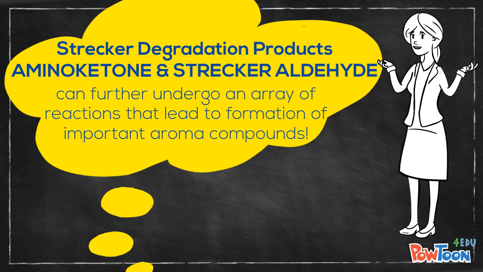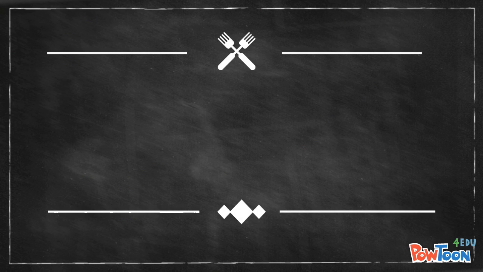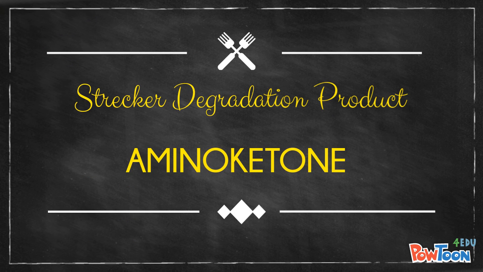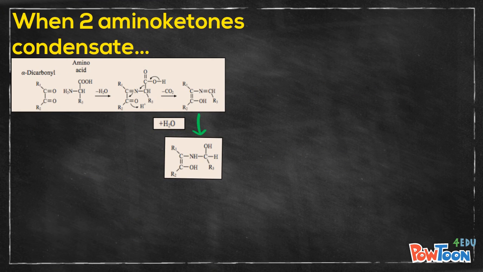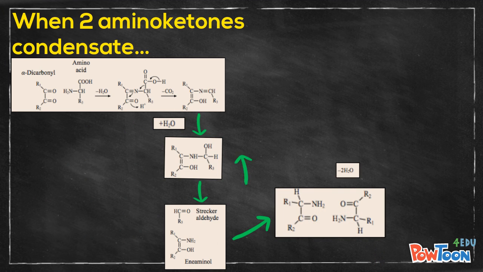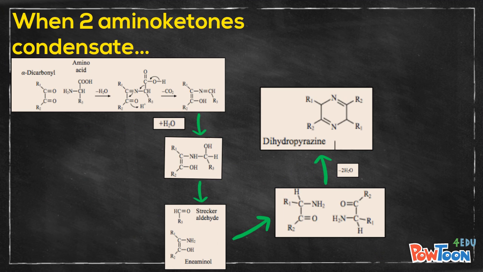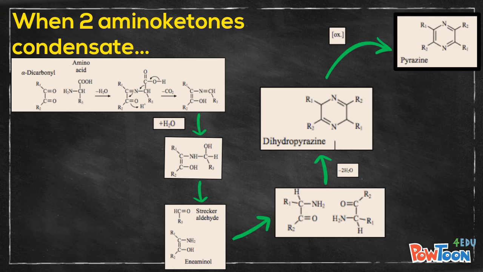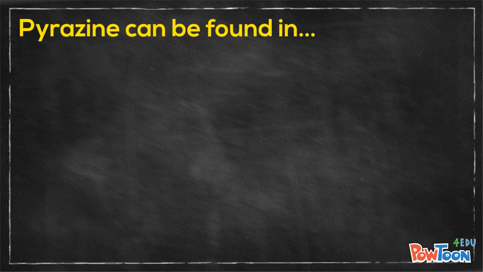Now let's look at the first Strecker degradation product, aminoketone, and its contribution to the food aroma. Aminoketones produced from Strecker degradation can further react by undergoing condensation to form dihydropyrazine. Subsequently, it undergoes oxidation to produce pyrazine. Pyrazine can be found in food products such as baked and roasted food.